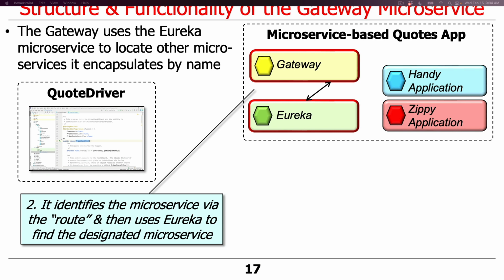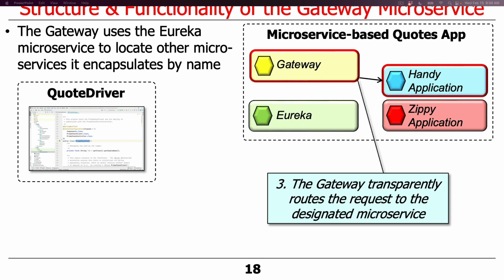And Eureka says, sure. These guys have already registered with me. And so it tells the gateway where to find those microservices. And then the gateway will transparently route the request to the designated microservice after first stripping off that part of the request that's the name, because we don't care about the name, the services know their names.